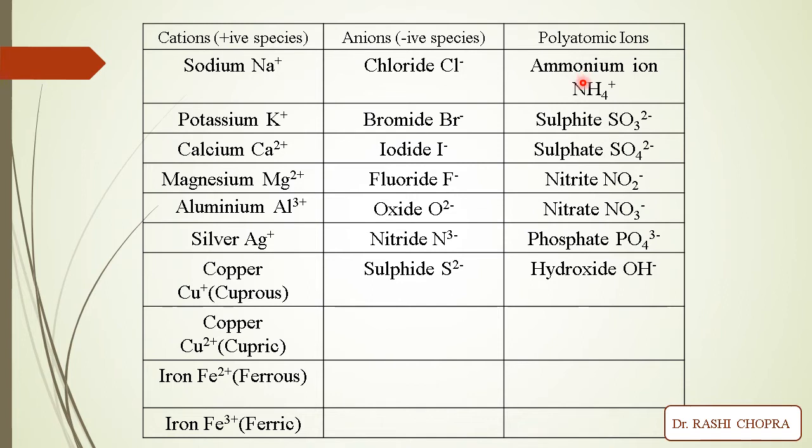So polyatomic ions: ammonium ion NH4 plus, sulfite ion SO3 2 minus, sulfate ion SO4 2 minus, nitrite NO2 minus, and nitrate is NO3 minus 1 charge. Phosphate PO4 3 minus, and hydroxide is OH minus 1. So please memorize this table by heart. This will help you in writing chemical formulas. And how can you write the chemical formula?